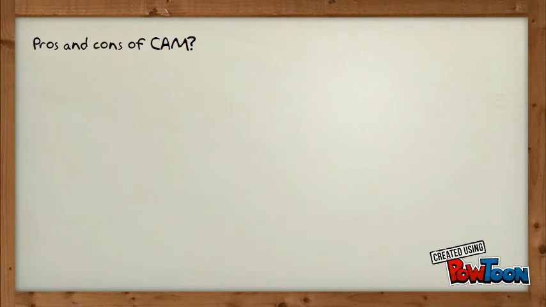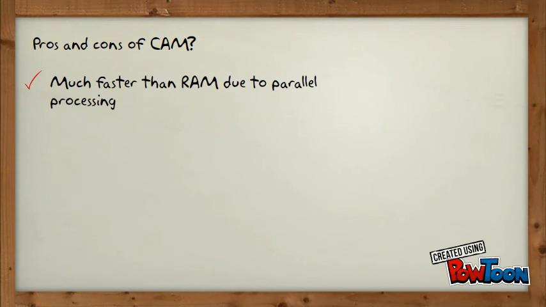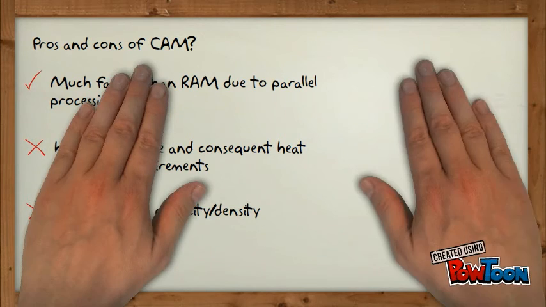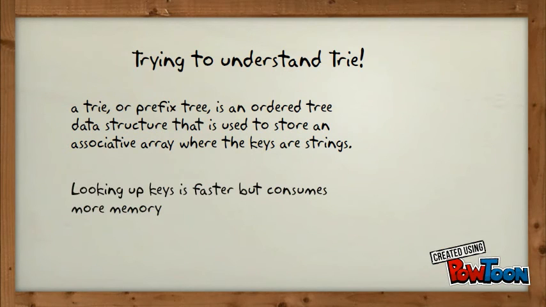Content addressable memory has its own pros and cons. It is much faster than RAM due to parallel processing, but it has very high power usage and very high power dissipation, which requires more hardware. It also has lower storage capacity per density, so it is used mostly in routers and switches which need very high performance.